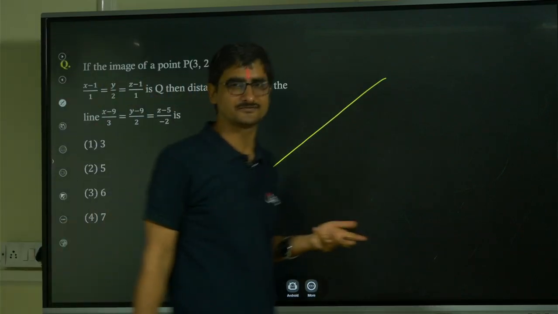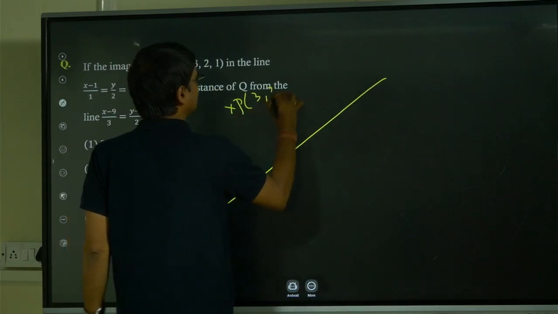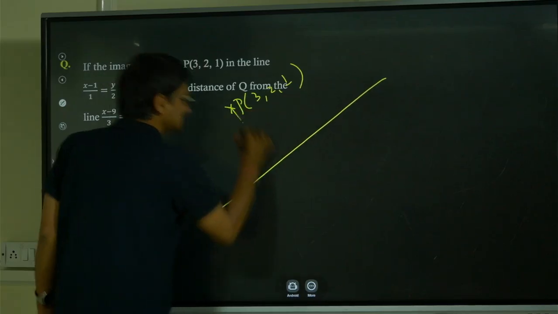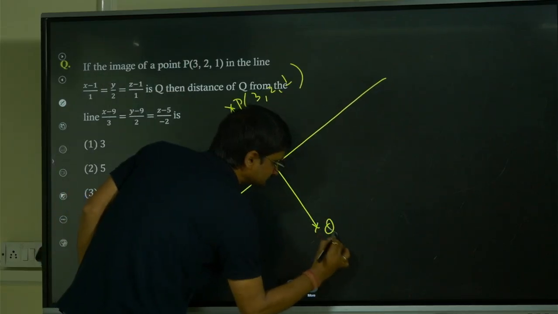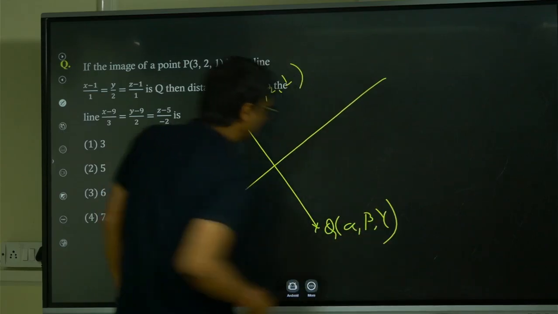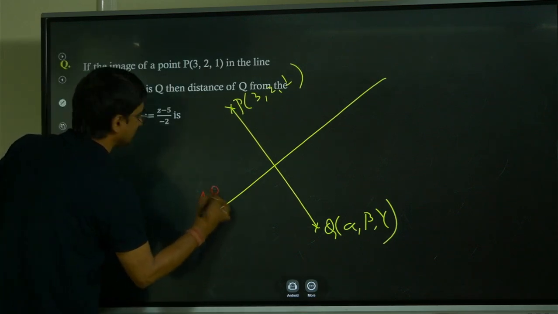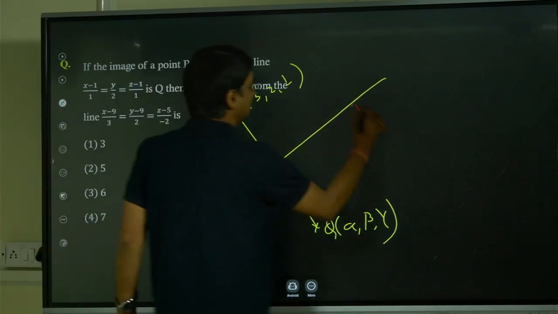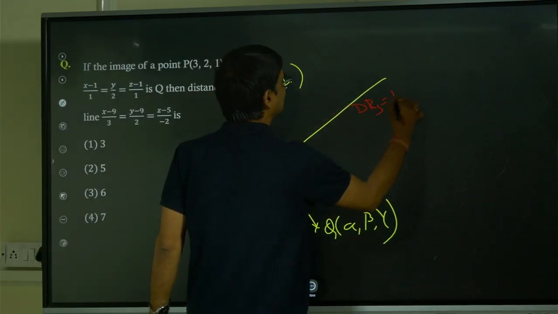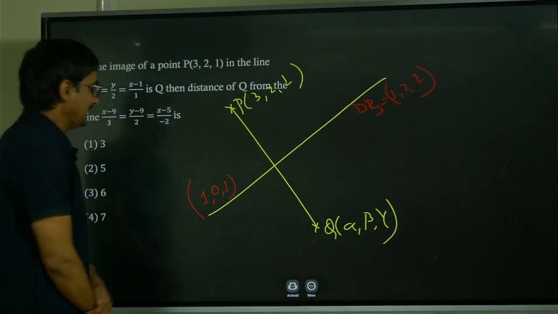The only thing is a lot of calculation is involved, so I'm just discussing it. Of course, I won't go for verifying the answers or options here. The image is something like this: alpha, beta, gamma. Now the line is passing through the point (1, 0, 1). DRs of the line are 1, 2, 1. Okay. Now how to find this image?